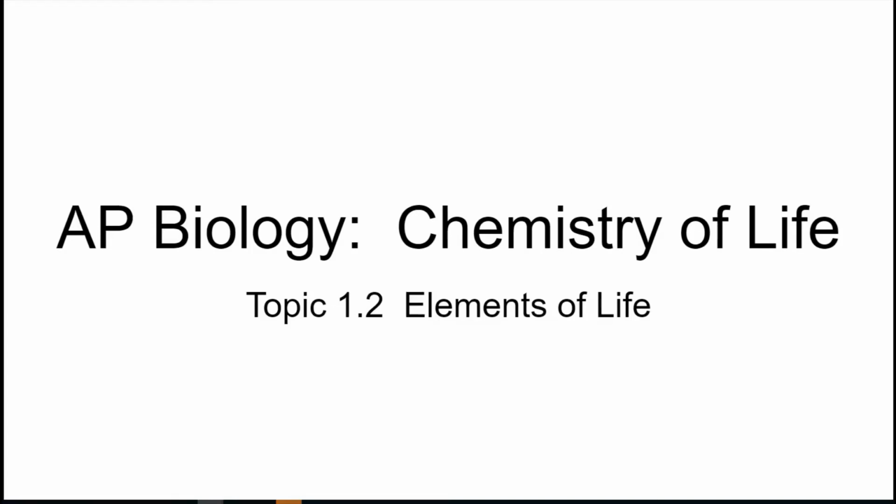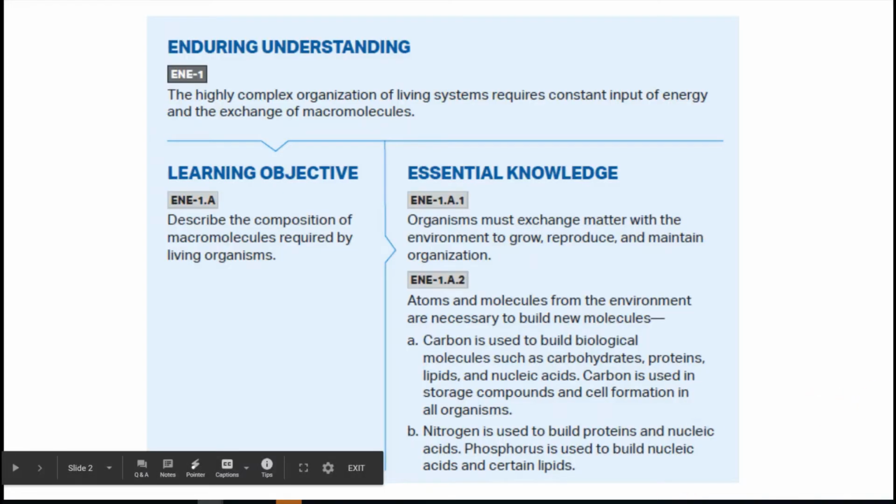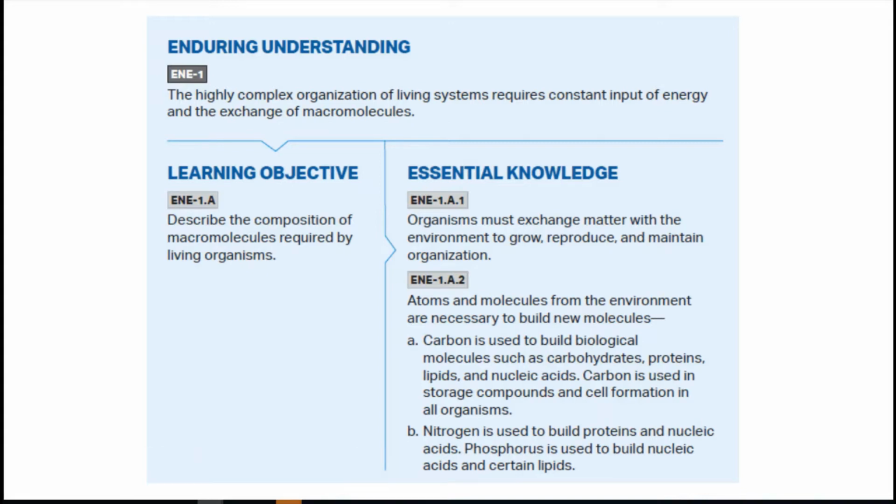We're going to begin topic 1.2, the elements of life, and this lesson is going to talk a lot about cycling of matter. So we're going to still be talking about biological molecules, but we're going to see more about where those atoms and molecules come from in the environment, how they enter producers, and how they cycle through the rest of the heterotrophs, and then how that matter is continually cycled.